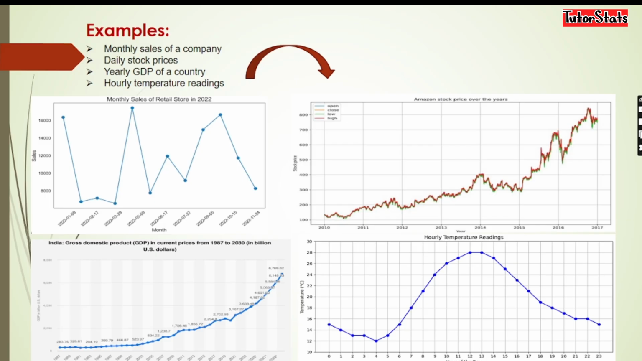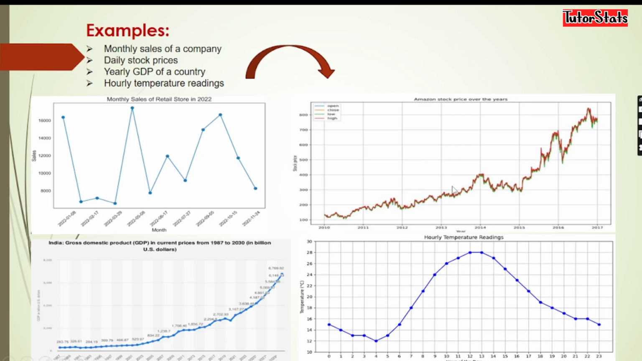So yearly GDP is another important time series example. The last example is hourly temperature readings. Here time is hours of the day, value is temperature. If you look at this graph, temperature is low early morning, increasing during the day and decreasing again at night. This daily pattern is very common in time series data. Weather forecasting heavily depends on this type of time series data.